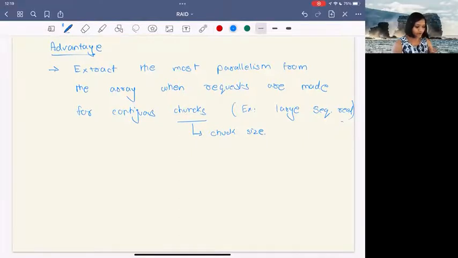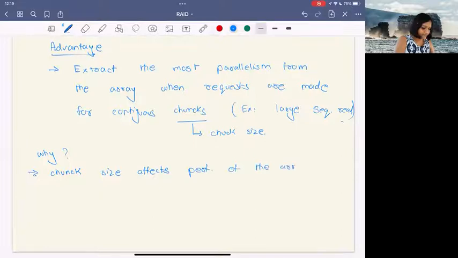Like how large, like until when we could extract the benefit of this parallelism? And for what size of IO does that matter? Yes, it does. But why does the chunk size matter? Because chunk size affects performance of the array.